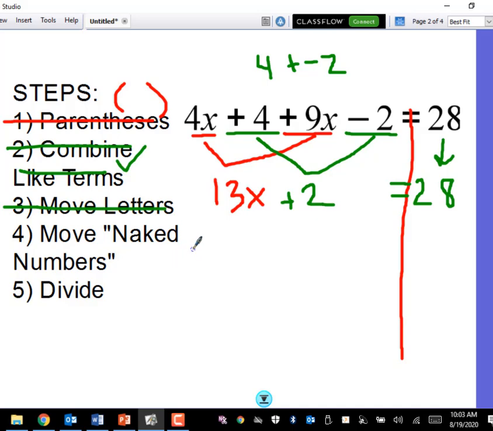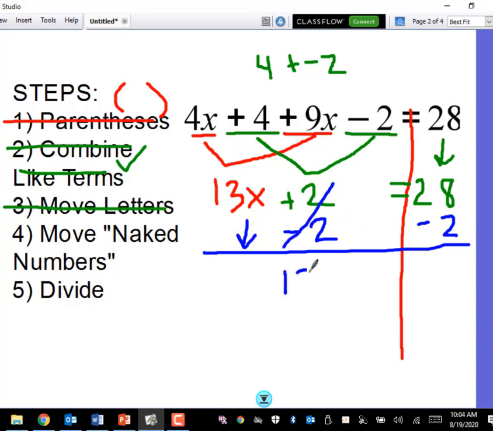So any numbers that don't have a letter, so I have 2 on one side and 28 on the other side. I want them to be on the same side. So I'm going to move 2 to the 28 side. Right now it's a plus. So how do I move it over there? Do the opposite, so minus 2. 2's are gone. 13x is still here, did not change. 28 minus 2 is 26.